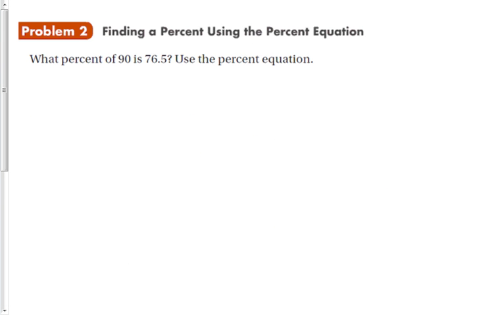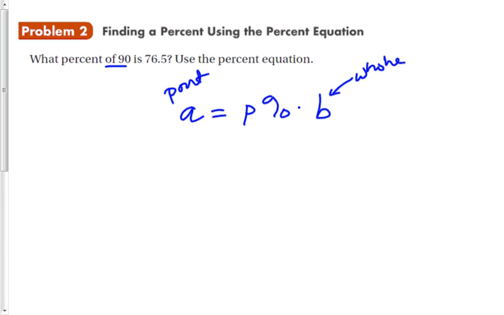Another way we're going to do it is using the percent equation. I'm going to go right into that here. It says what percent of 90 is 76.5, and here's how you use the percent equation. The percent equation is A, the part, is equal to P percent times B, which is the whole. So remember that this is the whole, and this is the part over here. So again, identifying them in the equation, whenever it's out of, that's the whole.